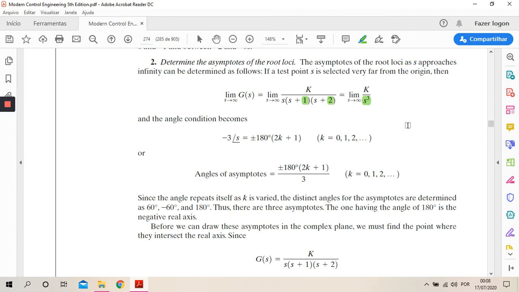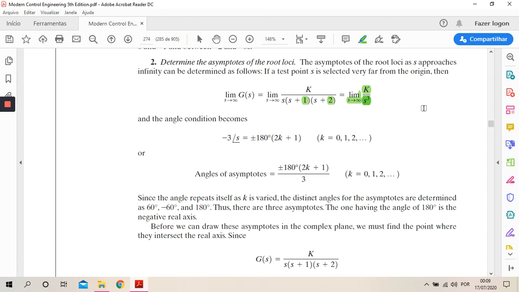Okay? Because s plus 1, for example, let's use a big number, 1 billion. 1 billion plus 1, for our purposes here, is equal to 1 billion. If you add 1, you are not going to alter much the characteristic of the number. That's why the book says it's better we use this expression here, k divided by s cubed.